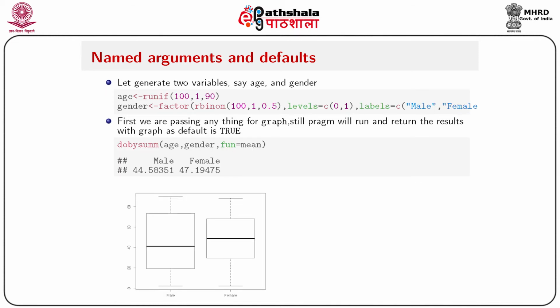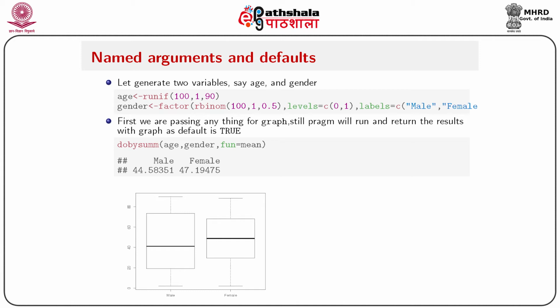So here is the example that I am using. Let's generate two variables, say age and gender. Age and gender have been generated here, and first we are not passing anything for graph. Still we'll return the results with the graph, as the default is TRUE. As the default is TRUE, that means even if you don't say anything, the graph will automatically be generated. If you don't want the graph, you can write graph equals FALSE.